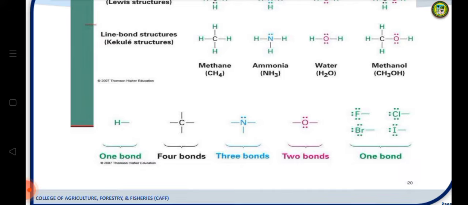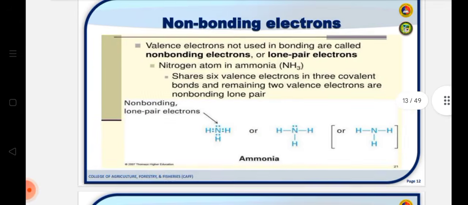And then we have here fluorine, chlorine, bromine, and iodine. These are all halogens, no? And their valence electron is 7. Since they have 7 valence electrons, they are just one electron short of being more stable. So they have 7 valence electrons, but they can only form 1 bond. Okay, please remember that one.